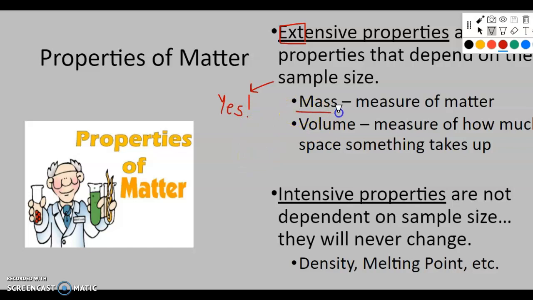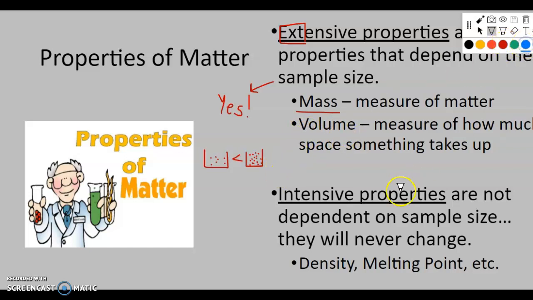One example is the mass of a substance. If I have a weigh boat and there's a small amount of particles, then the mass is going to be less than if I have a lot of the particles. Because the mass of a sample can change, that means that mass is an extensive property. The same would go for the volume. If you can change the volume, then that is an extensive property.